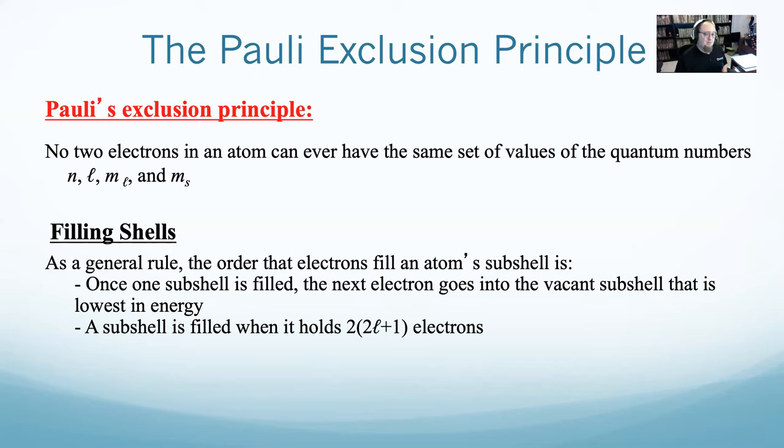If you max out n equals 1 and max out n equals 2, and you add any more electrons, it'll just go to n equals 3, because n equals 3 is a whole other shell that can hold electrons. And that's the general idea. The order that electrons fill an atom's subshells is they put as many as they can in the lowest energy. Normally for n equals 1, fill that, then go to n equals 2, then fill that, then go to n equals 3, then fill that. And if something is filled, we go to the next subshell. And a subshell is filled when it holds two times 2l plus 1 electrons.